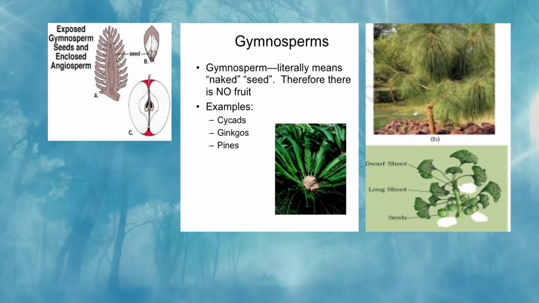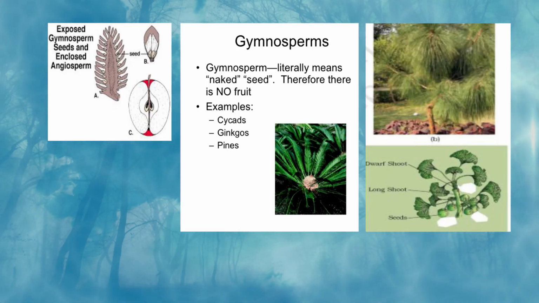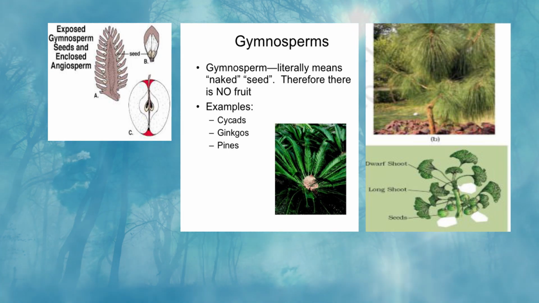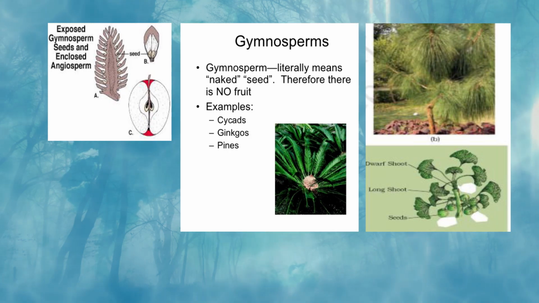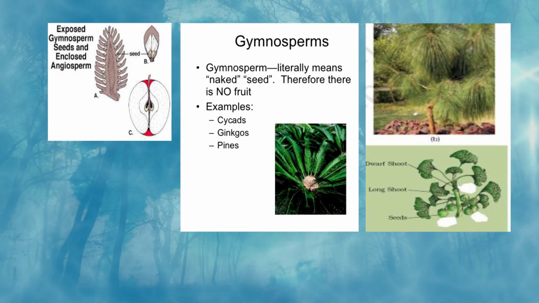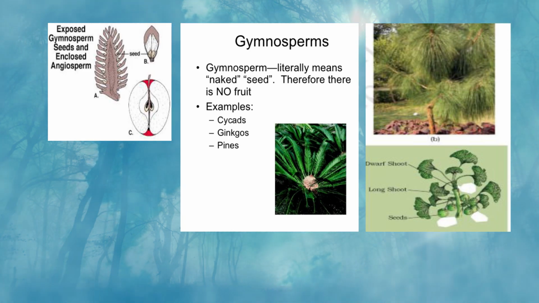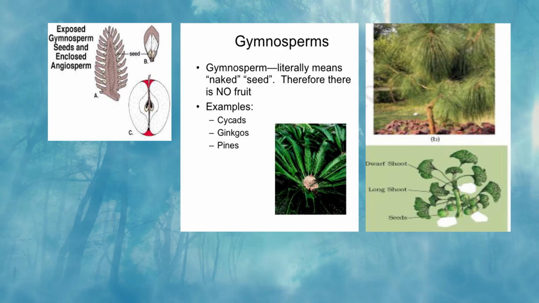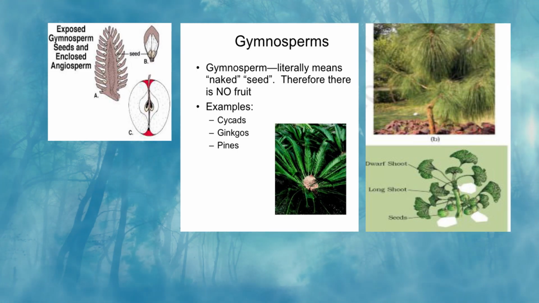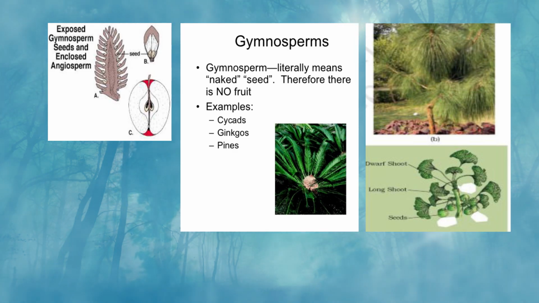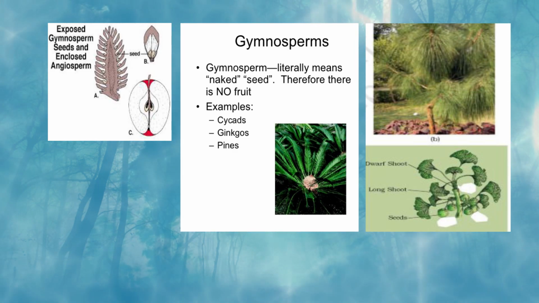As you can see in the slide, in C the seeds are enclosed within a fruit, but in A and B there is no fruit. They are naked. Examples of Gymnosperms are cycads, ginkgos and pines. Most of you have seen Pinus, which is very common in India, Pinus roxburghii, and you can see it in the Shimla mountain range.